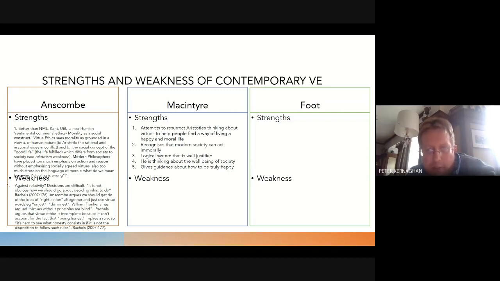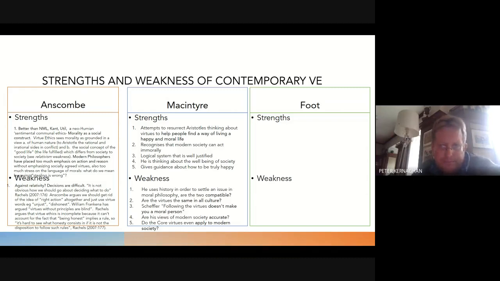So he is thinking about the well-being of broad society, and surely we want that, and how to be happy. Weaknesses: you read a lot of After Virtue, and it's very historical. He talks about the Homeric virtues and then the Athenian virtues and then the Middle Ages, and it reads a lot like a history book. But is history and moral philosophy compatible?